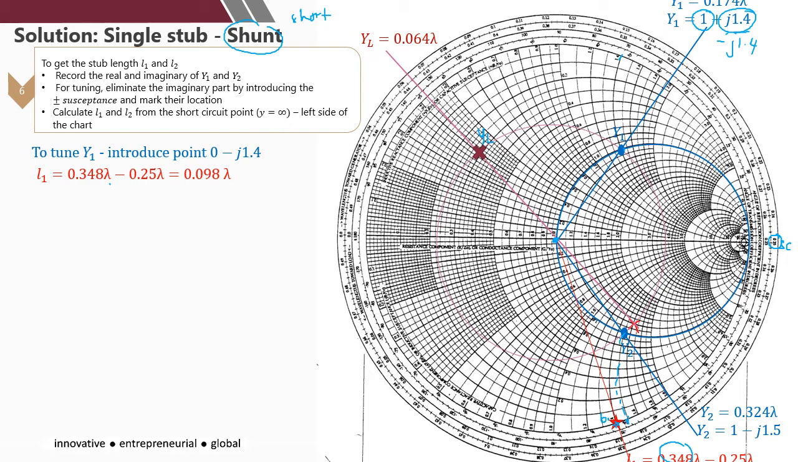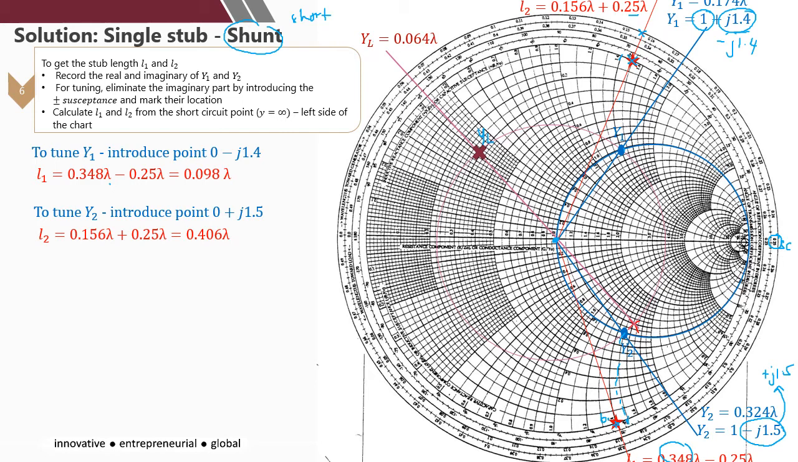Okay, next, same goes for the second, Y2. So you have negative j, and to eliminate this, you need to introduce plus j1.5. Here is 1.4, here is 1.5, and then you get the position. Okay, reading through the value, 0.3435. Here it's 0.156 lambda, and since it is lower than 0.25, you will be adding both. Okay, 0.156 and 0.25, so you get 0.406.